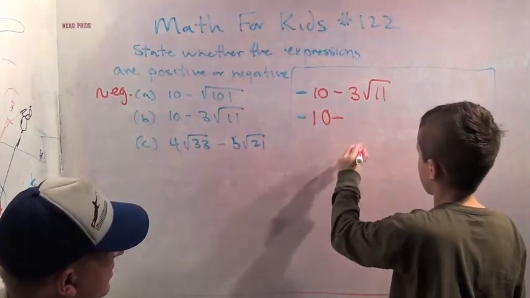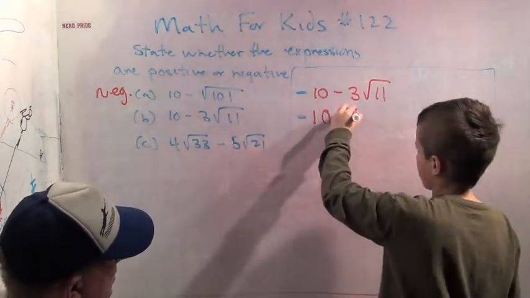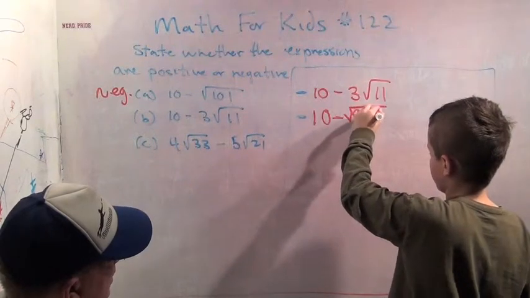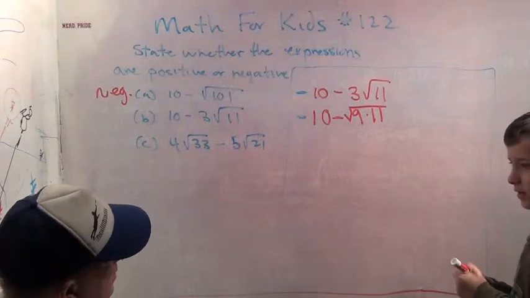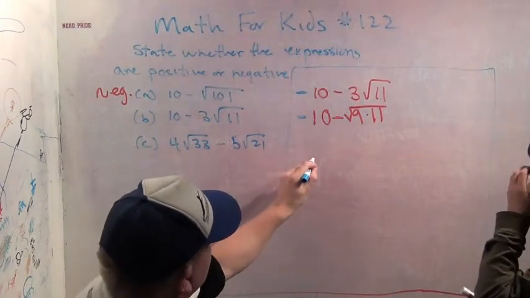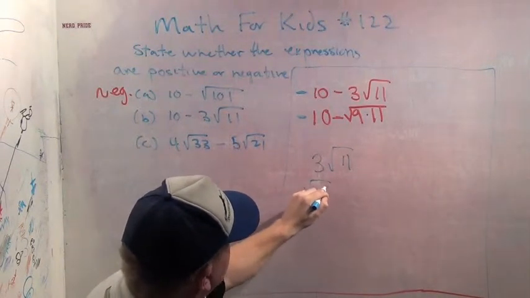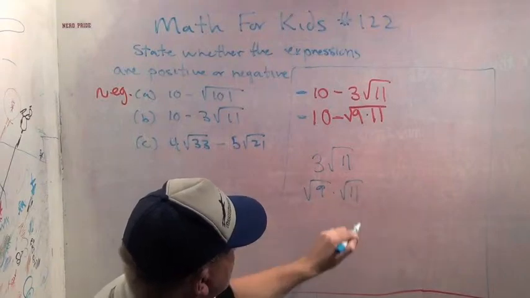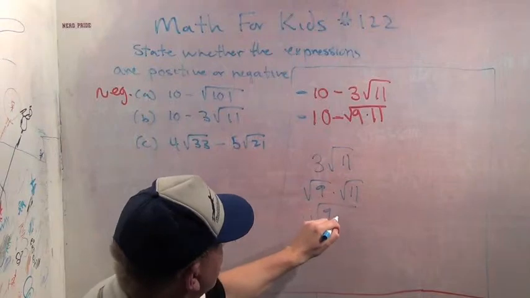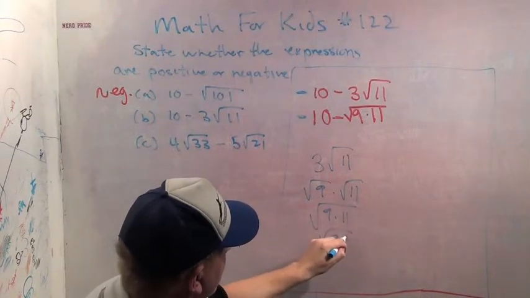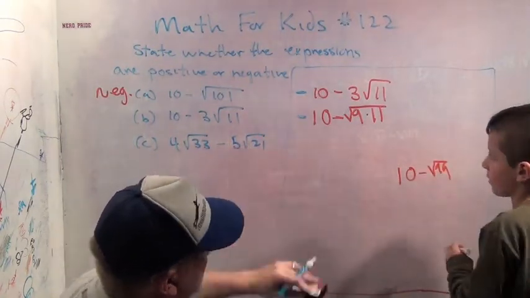10 minus the square root of 9 times 11, because the square root of 9 is 3. Okay, so we can take 3 times the square root of 11, change that into the square root of 9 times the square root of 11, multiply inside the square roots, square root of 9 times 11, or square root of 99, right? So we get 10 minus the square root of 99. Okay, 10 minus the square root of 99, that's fine.